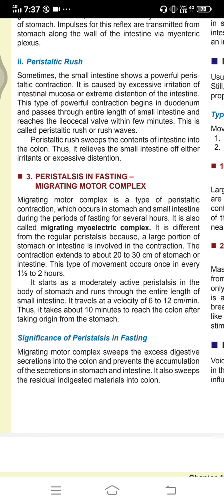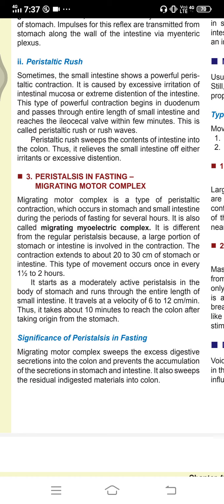It starts as a moderately active peristalsis in the body of the stomach and runs through the entire length of the small intestine. It travels at a velocity of 6 to 12 cm per minute. Thus, it takes about 10 minutes to reach the colon after taking origin from the stomach.